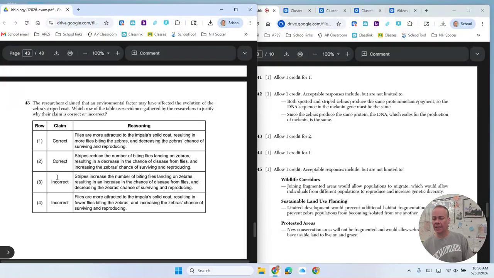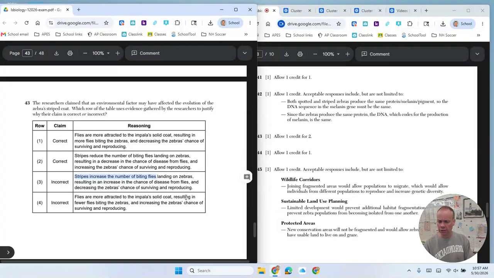Three, that claim is incorrect. Stripes increase the number of biting flies landing on zebras, resulting in an increased chance of disease from flies and decreasing the zebra's chance of survival. We saw in the data, stripes do not increase the biting flies. They decrease it. That is incorrect. Choice three.